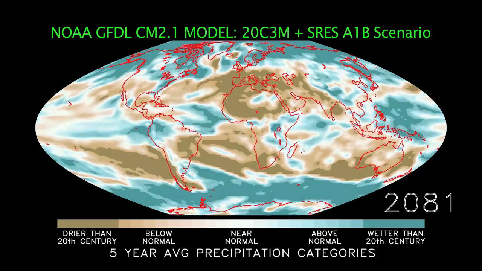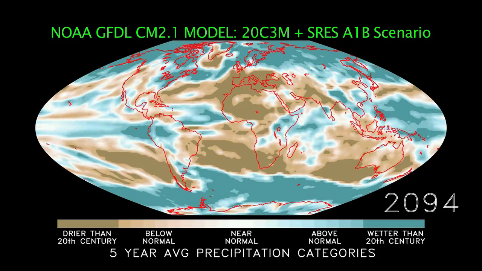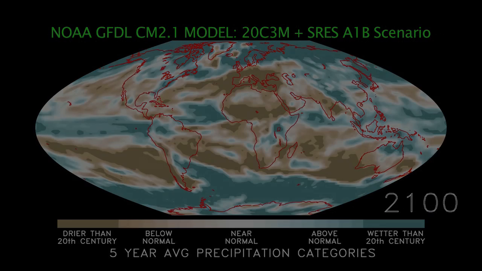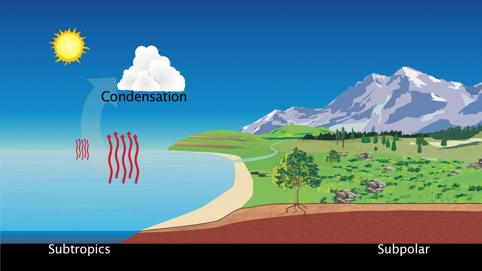As the planet warms, the atmosphere pulls more water out of the subtropics as evaporation. Much of that water condenses into clouds and is transported poleward by the winds, where it eventually is deposited as precipitation in subpolar latitudes. So, as temperatures rise, there's an increase in the total amount of water evaporating and precipitating over the Earth, a strengthening of the global hydrologic cycle.